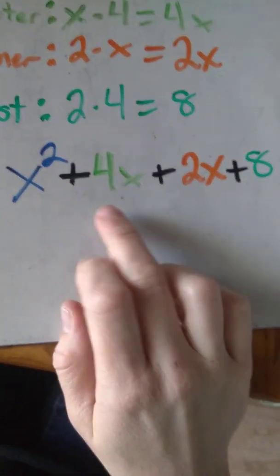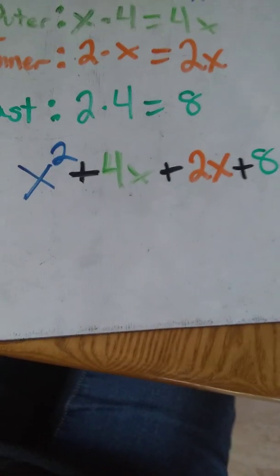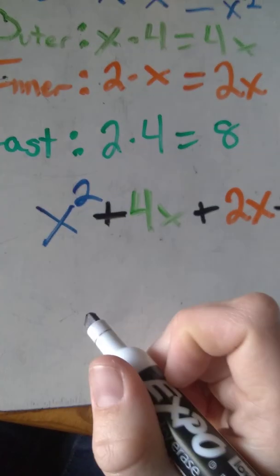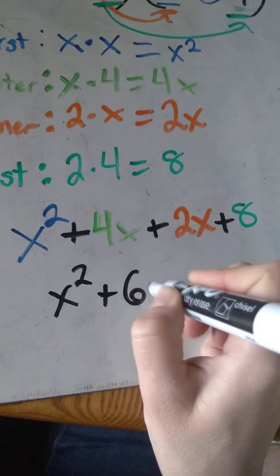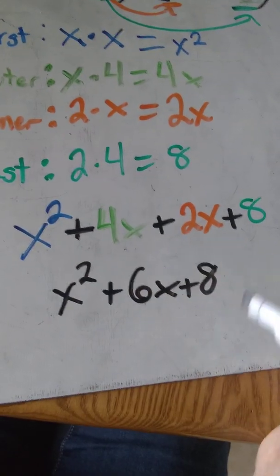So first, outer, inner, last. So FOIL is how we got that. When we combine our like terms and write it in standard form, we end up with x squared plus 6x plus 8. That's your final answer for example 1.